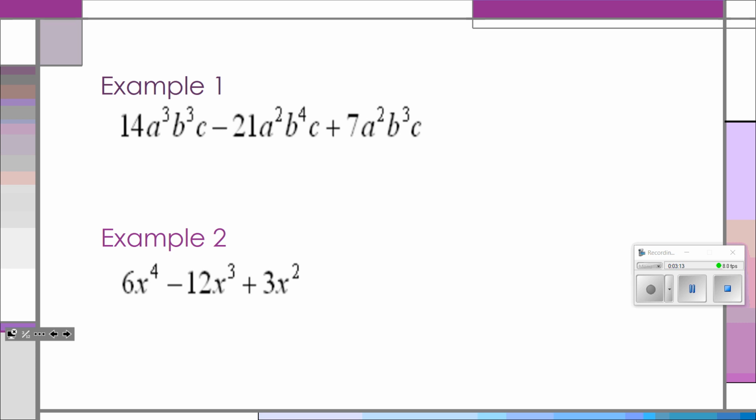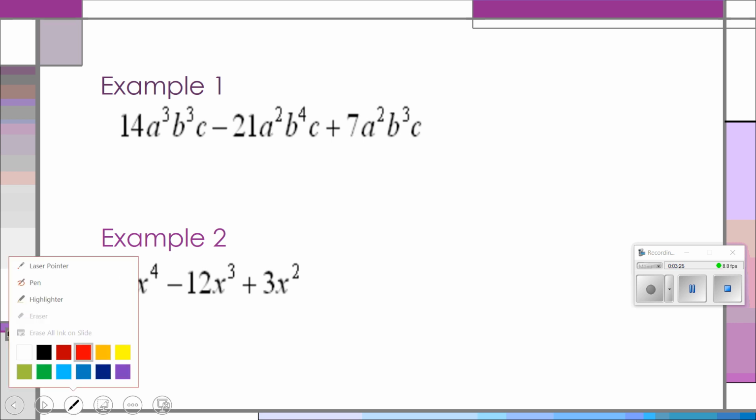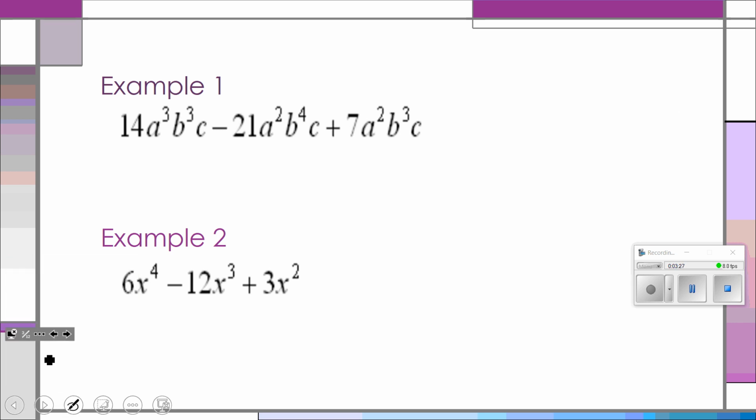And what else? B cubed. This has 3 b's. This has 4 b's. This has 3. The largest, you could take 3 away from each. And c. You can take a c out of each. So I'm going to take out a 7, an a squared, a b cubed, and a c. Did I get that right? 3 blanks. Why 3 blanks? Because it's a trinomial. There's 3 terms. You got to put something in each of the blanks.